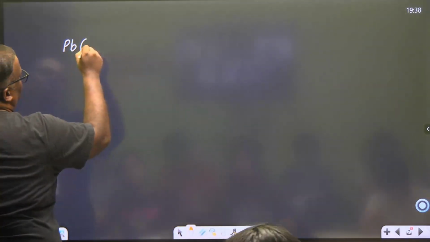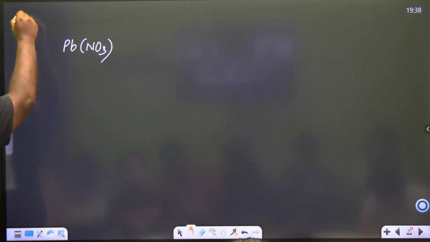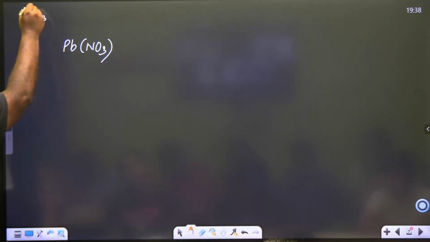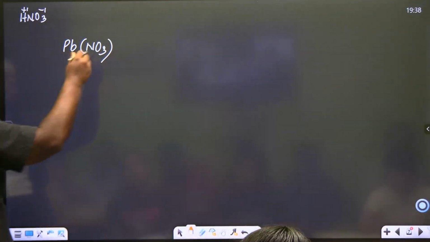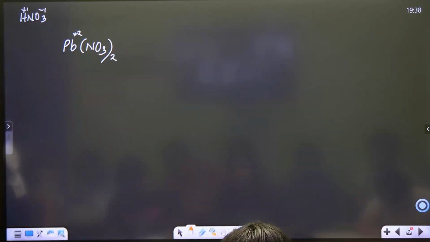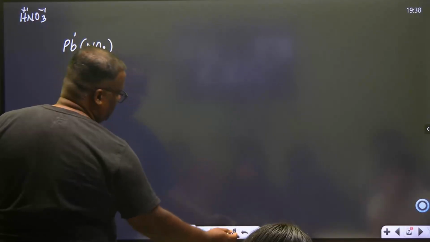Okay, one more equation that we have is lead nitrate. Now look, nitrate is NO3. Nitrate comes from nitric acid, HNO3. So H is +1, NO3 is -1. Reacting with lead. Lead is +2. So nitrate will be 2. So lead nitrate. Thermal decomposition.